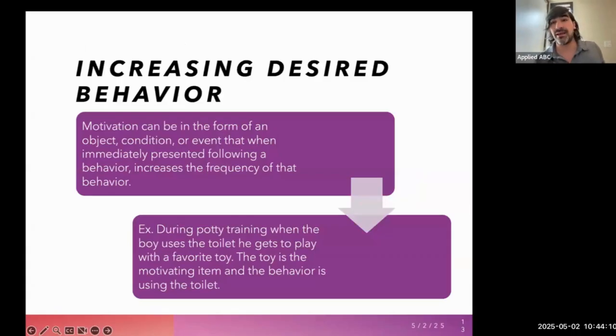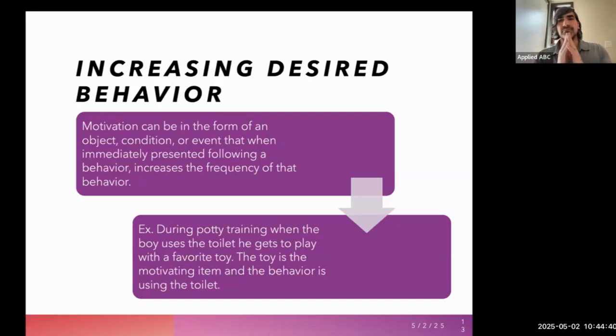Okay, increasing desired behavior. We talked about this a little bit earlier about the nature of reinforcement. Motivation can be in the form of an object, condition, or event that, when immediately presented following a behavior, increases the frequency of that behavior. And that is an important element, that there has to be immediacy to it. When we provide a reinforcer for a behavior, it happens right on the heels of that behavior so that there's an association drawn. I got this because of that, and I will get this more if I do more of that.